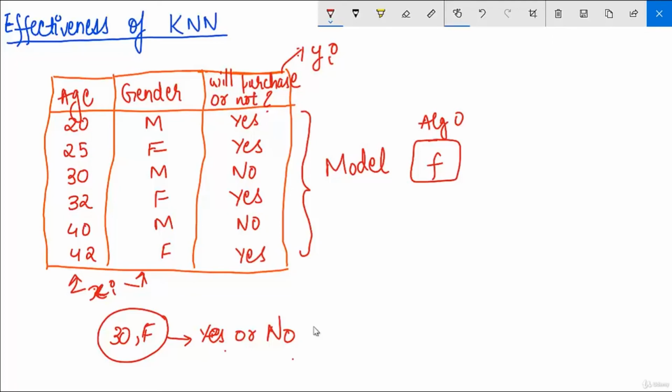Now, how can we determine whether the model we are creating is a good model or a bad model? That is why I have named this as effectiveness. How effective is this model? I have created and trained this model, but whenever a new person enters with 30 age and female, and I have to predict, I'm not even confident. I think this model will fail, or the prediction will not be good. So this shouldn't happen. So what I will do, let me just rub some of the things here.